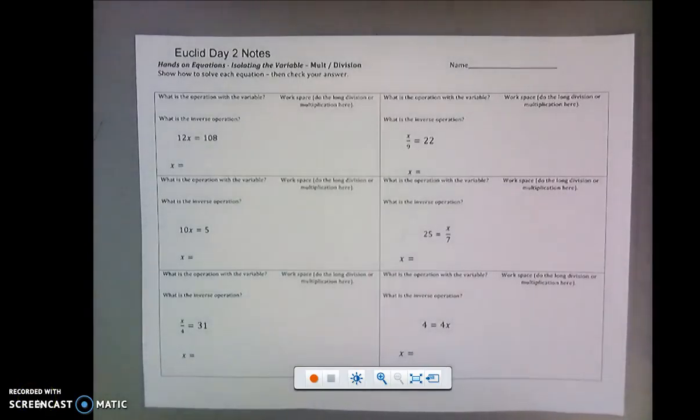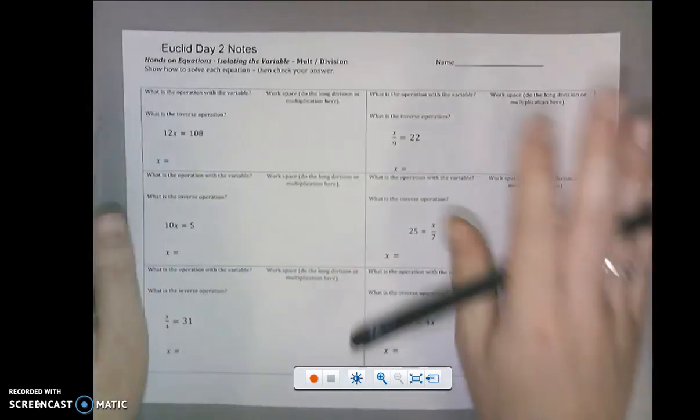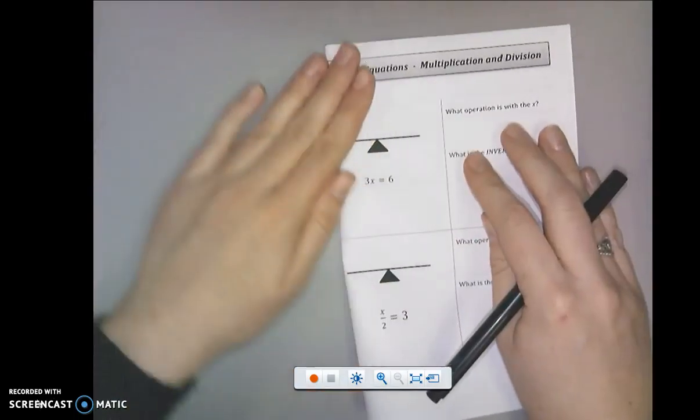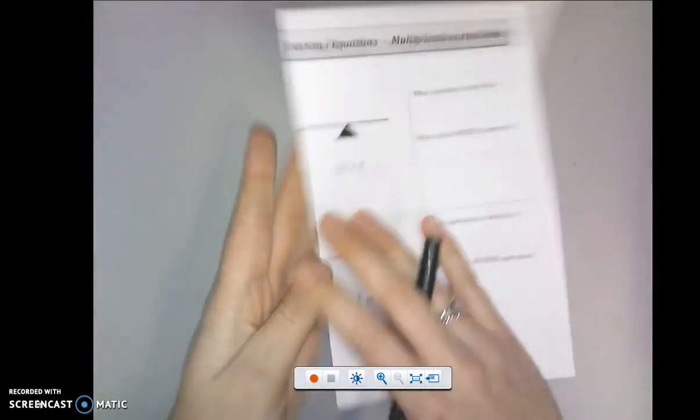Okay, so this is day 2 of the Euclid notes, if you're ready. This is multi-step solving single step with multiplication division. So you're going to take your sheet like this, and you're going to fold it in half, like so. It should make a nice little book, and then later when we're done, we can put glue on this and put it into our notebook.